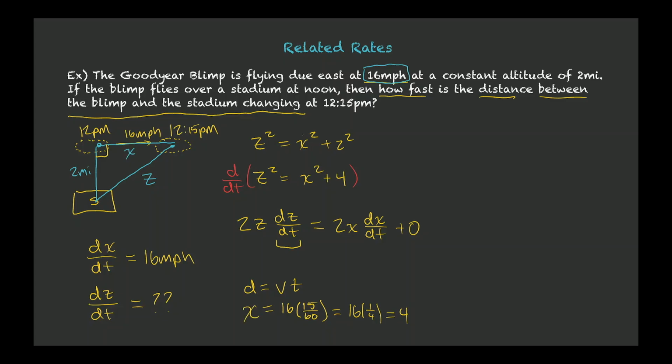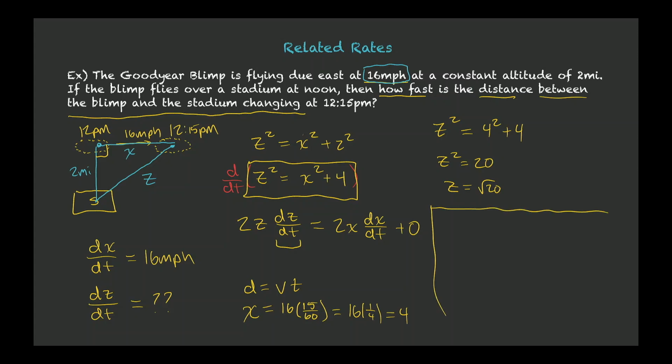Okay, so now we need to figure out what z is. Well, remember that z and x are related together by Pythagorean's formula in this problem. So z squared is equal to x squared, which is 4 squared, plus 4. So z squared is equal to 20, or z is equal to the square root of 20. Okay. All right, so now we have all the pieces we need to figure out what dz/dt is.